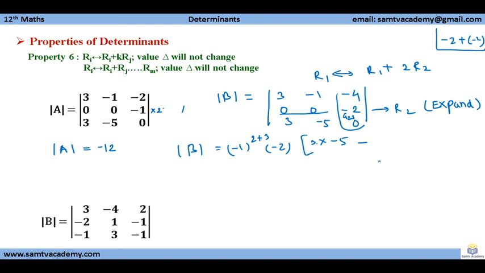but the value of determinant will not change when Ri is replaced with Ri plus k Rj. Multiplying 2 in this, 2 in this, so 0 0 and minus 4, and this is 3 into minus 5.